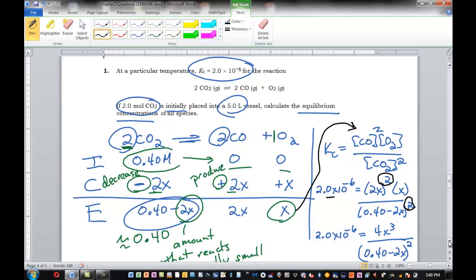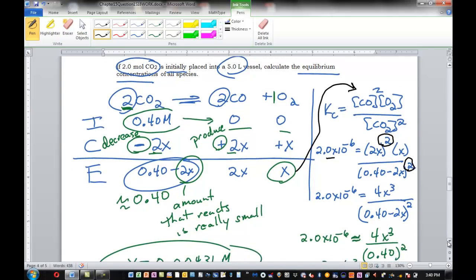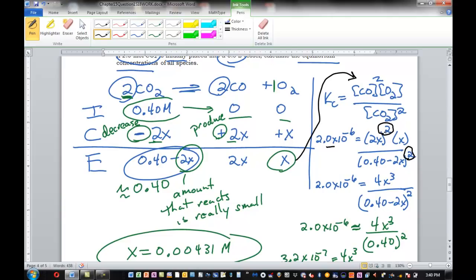We then try to solve this equation. In this case, we just went to 2X squared times X is 4X cubed. So that's all we did to simplify to this next step here. Now, this is a cubic equation. And some of you do have calculators that would solve that.